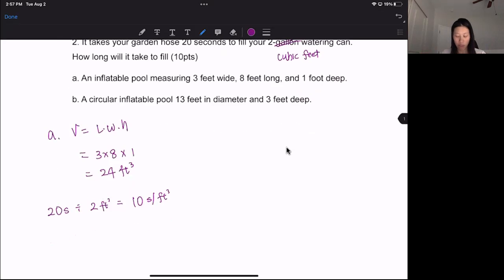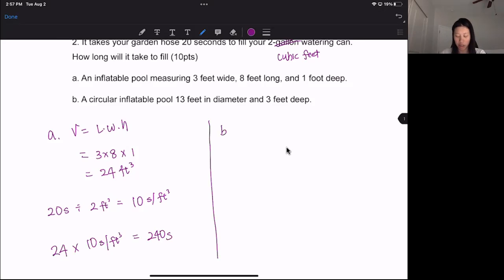Okay, so now we have 24 cubic feet. So do you know how long we're going to use? We use 24 cubic feet times 10 seconds per cubic foot. So we have 240 seconds. So it takes 240 seconds to fill up the inflatable pool.